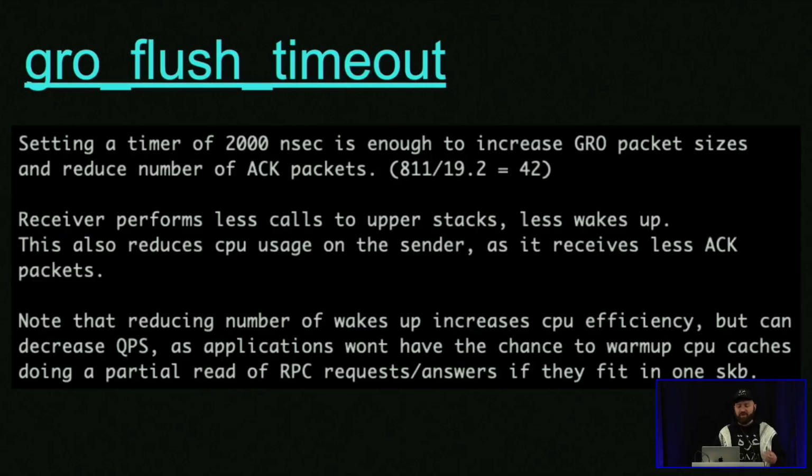Anyway, the grow flush timeout commit message has a lot of really useful information in it. So thanks, Eric, for being verbose in your commit message. I think the most interesting part is at the bottom, where the commit message mentions that reducing the number of wake-ups increases CPU efficiency, but can decrease queries per second as applications won't have the chance to warm up CPU caches. This goes back to what I was saying before about the inherent trade-off between latency and CPU usage when adjusting these values.